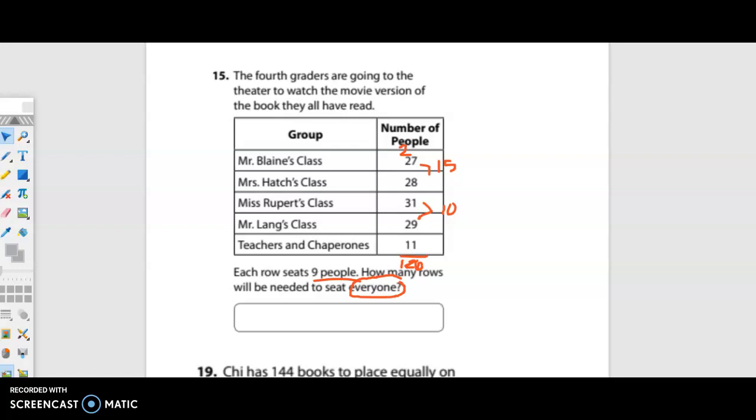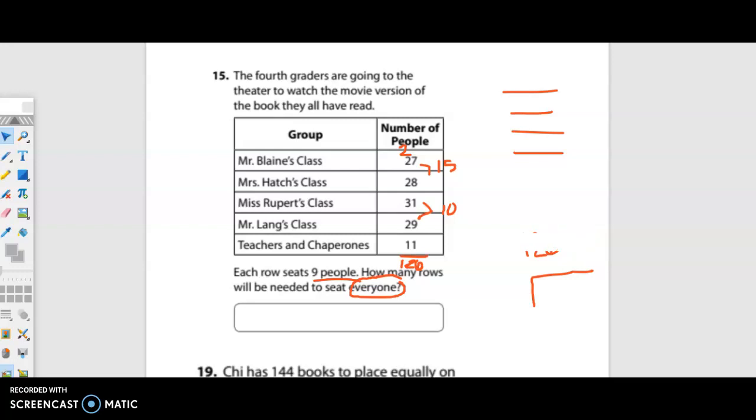So if there are 126 total people and I'm dividing them up into rows, each row seats 9. So I'm taking 126 people and putting them into groups of 9 so that they can all fit in their rows. I could use long division to figure out this problem. I could also do partial quotients, or division as sharing with the place value, but I'm going to personally choose long division.